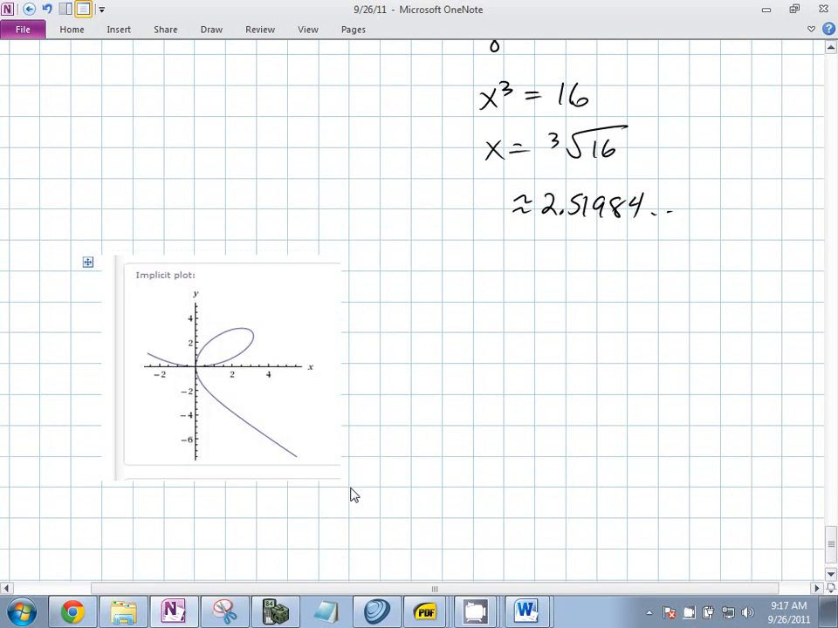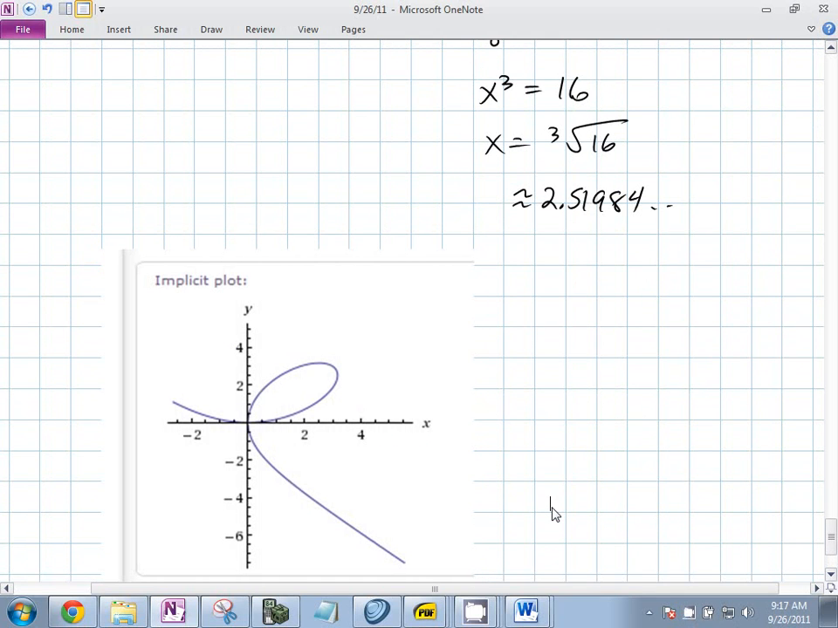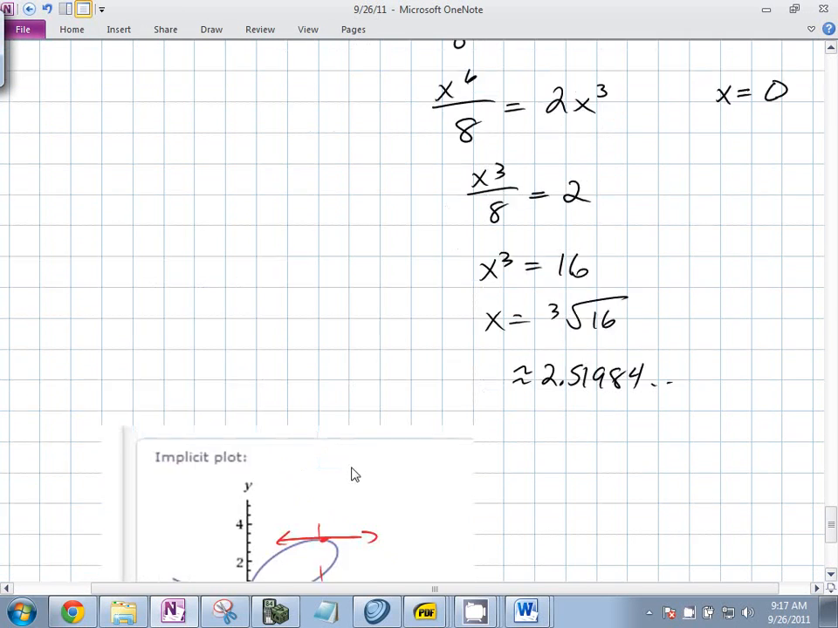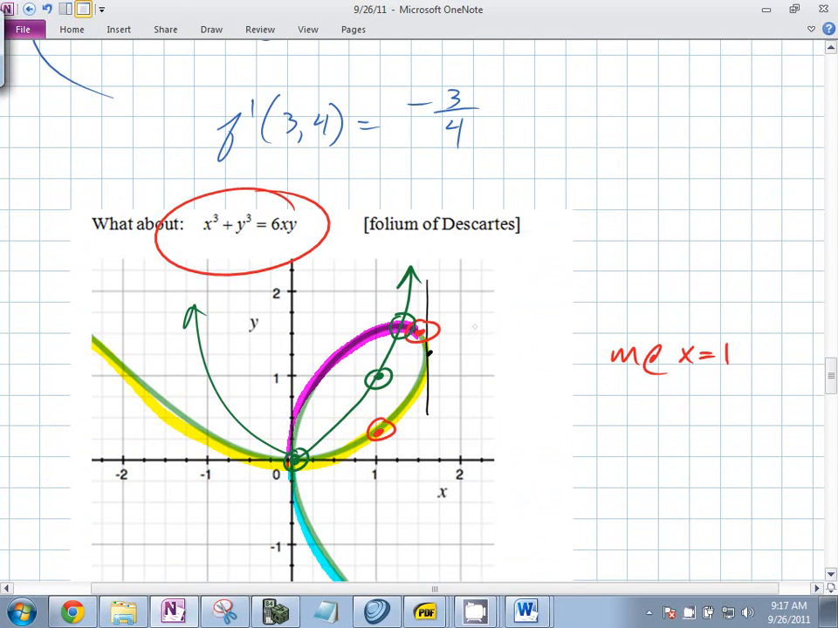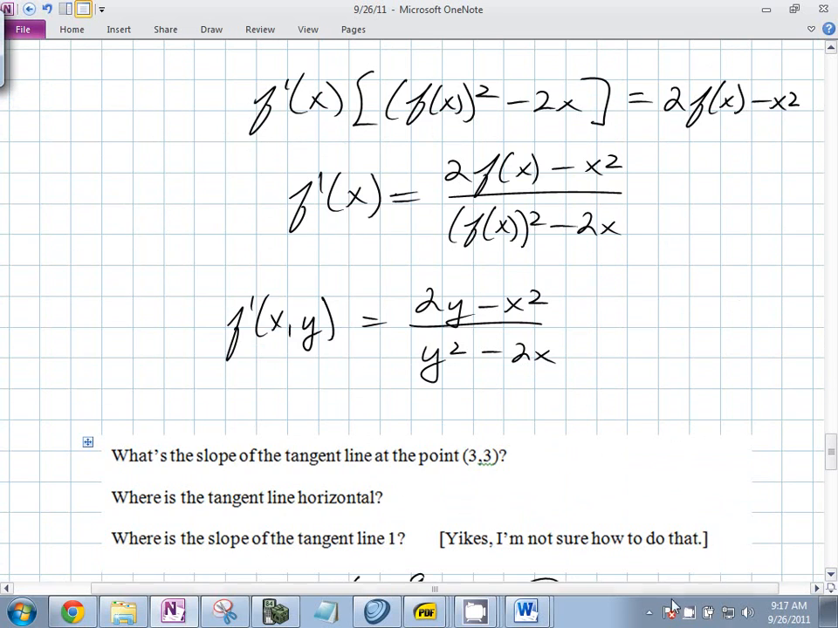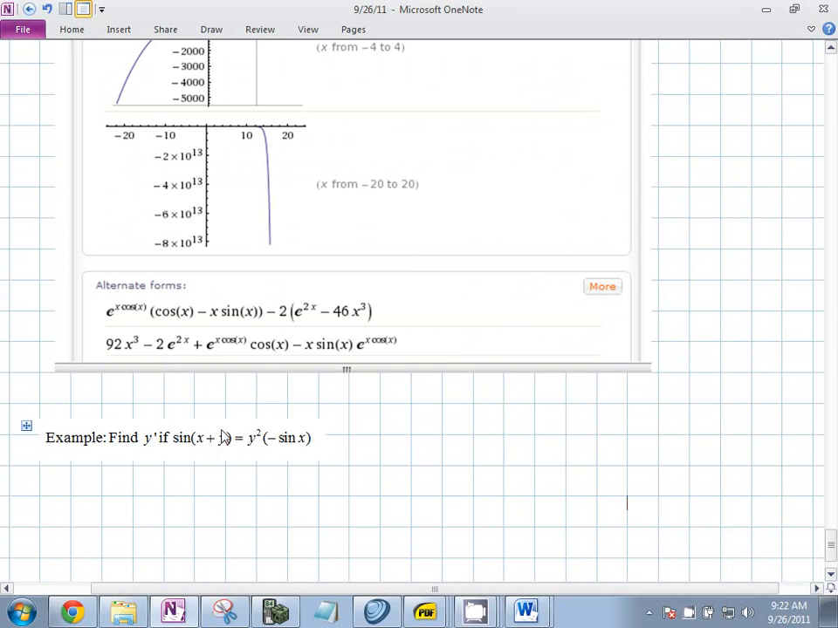And does that actually work? Yes, it absolutely works. It's right here, and that is the cube root of 16. So this graph is not accurate. My guess is that for this graph, it's 3xy. That's my guess. Okay, moving on. Here's another one where isolating y is really hard.